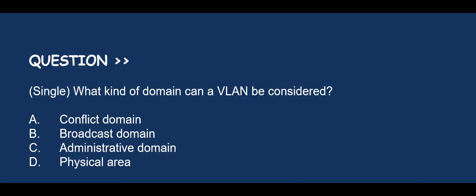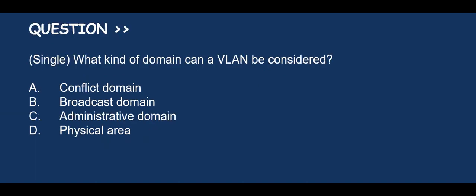Next question is, what kind of domain can a VLAN be considered? Options are option A, conflict domain, option B, broadcast domain, option C, administrative domain, option D, physical area. Correct answer is option B.